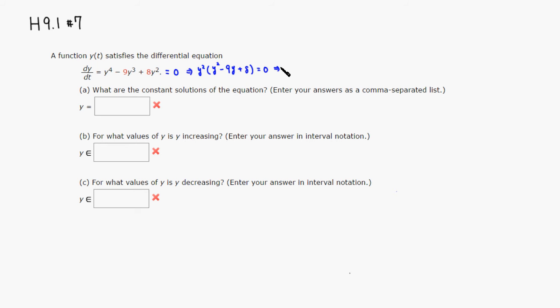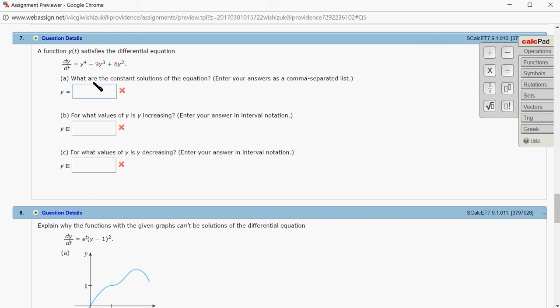We can factor that one out, so y squared, and then we're going to have y minus 8 and y minus 1. Would that work? Equal to 0. So it looks like y equals 0 is one of them, y equals 1, and y equals 8. So it's 0, 1, 8. Let's type it in: 0 comma 1 comma 8.